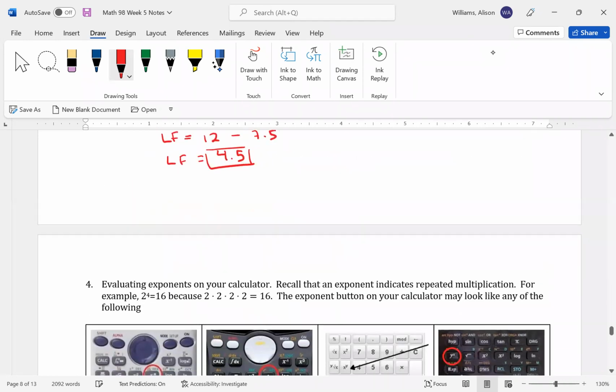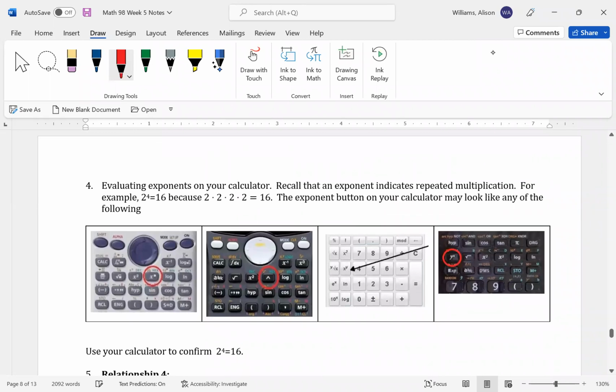All right. Evaluating exponent on your calculator. So they were super cool and tried to show you on a variety of different calculators which button is referred to for the exponent button. It could be X to like a blank symbol, like a square. It could be this, what's called the caret symbol. That's the second one. It could be X to the Y. It could be Y to the X. Those are the most common versions for exponents on the calculator.